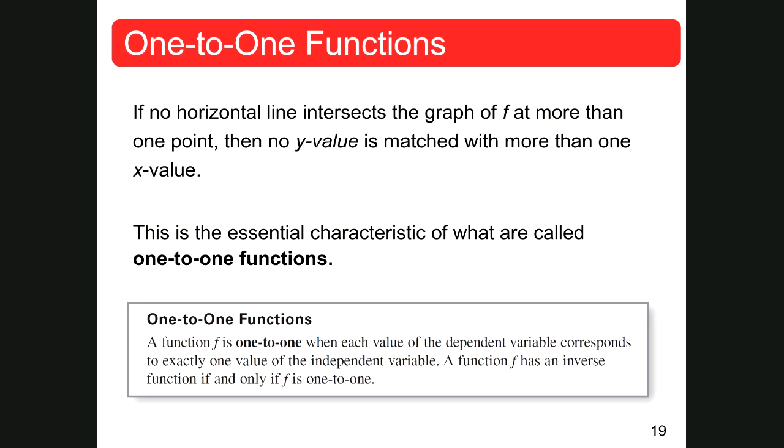Okay? A function f is one-to-one when each value of the dependent variable corresponds to exactly one value of the independent variable. A function f has an inverse function if and only if it is one-to-one. So if you have a function and its inverse is a function, then we say it is a one-to-one function.